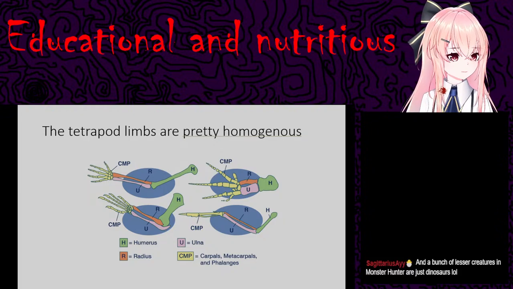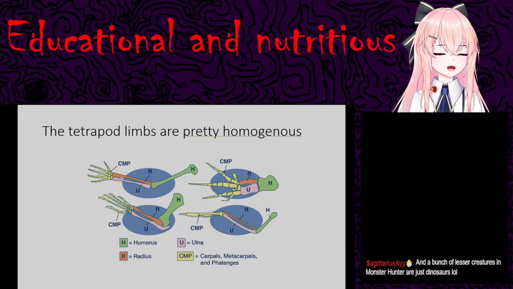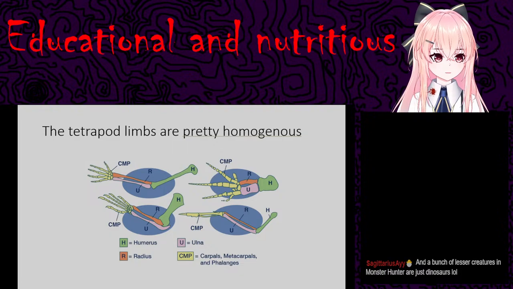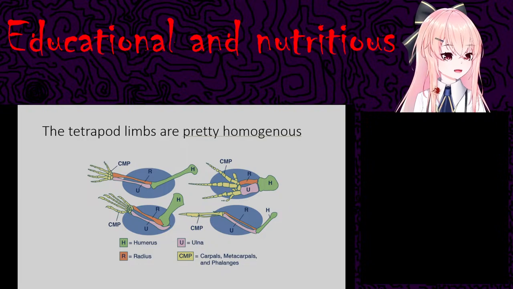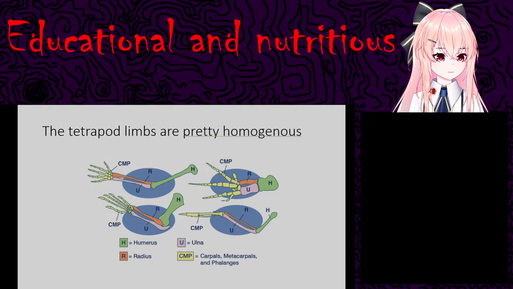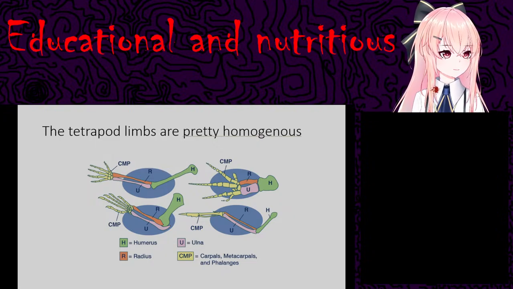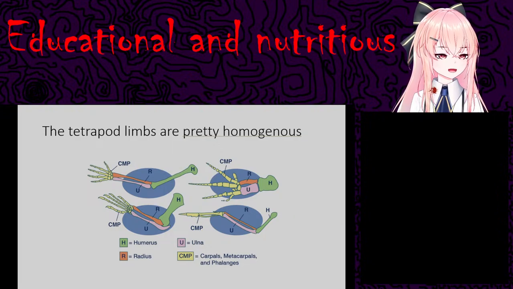A bunch of lesser creatures in Monster Hunter are just dinosaurs, I mean, agglomerations of dinosaurs. Aptonoth is a pretty cool one. I like Aptonoths because they are basically grazing dinosaurs, where you have some meat on their bones, rather than just being kind of bones and skin. I really like it. Monster Hunter World is basically my favorite Monster Hunter, now that I think about it, but it's mostly because of the ecological aspects.